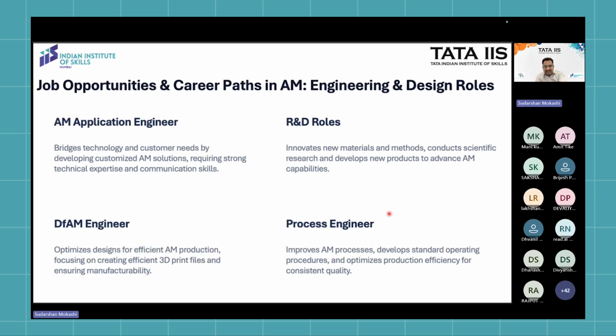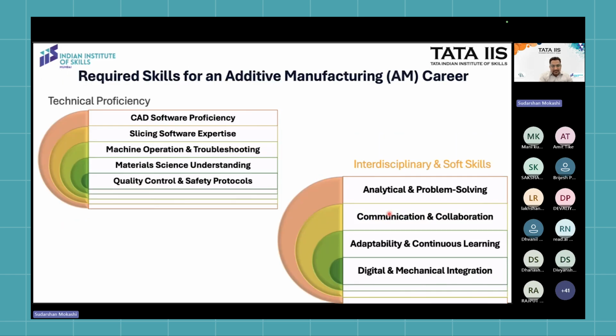In the design field, there is the AM application engineer position, where the part orientation and support generation will be done. In DFM engineer, in generative design, we create the optimized model for 3D printing. That type of job role is there. In R&D also, we do the same thing. For new product development, we can do additive manufacturing. And in process engineering, we can use that. So these are the design roles for jobs.